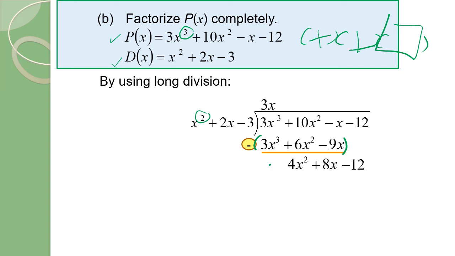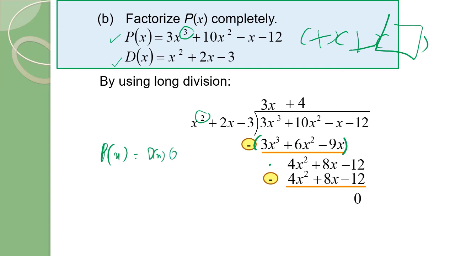Now from x squared to get 4x squared, we have to multiply by positive 4. So plus 4 up there. So we get 4x squared plus 8x minus 12. So what is the remainder? It will be 0 because it's a factor. We don't have a remainder. Okay, so now what do we have here? This P(x) can be written in the form of, remember, P(x) is equivalent to D(x) Q(x) plus R(x). Because R(x) is equal to 0, we only have D(x) and Q(x).